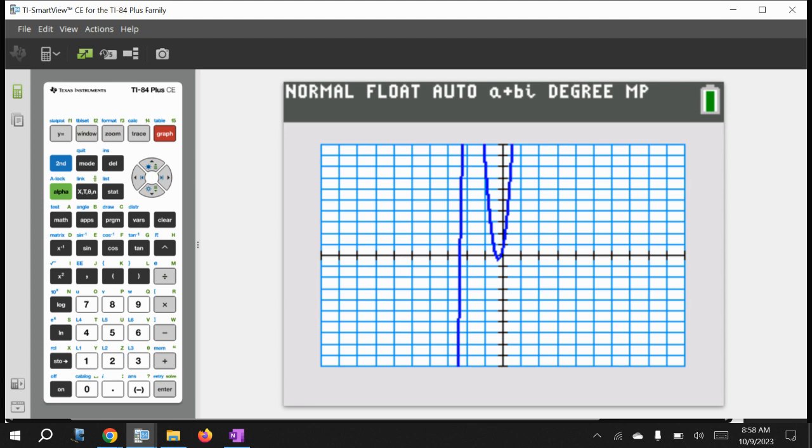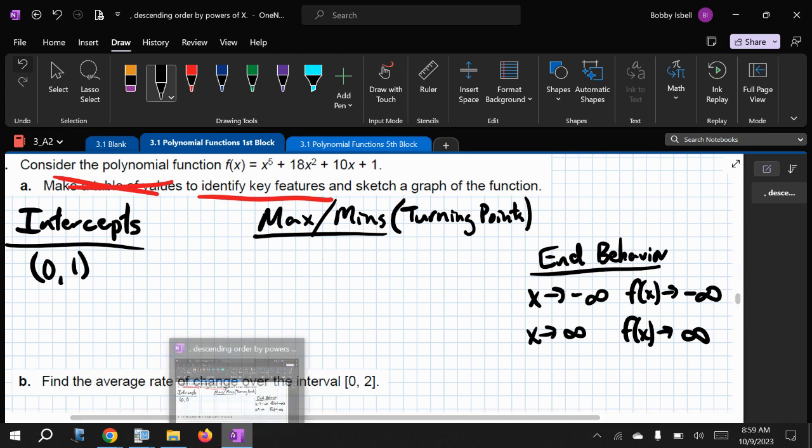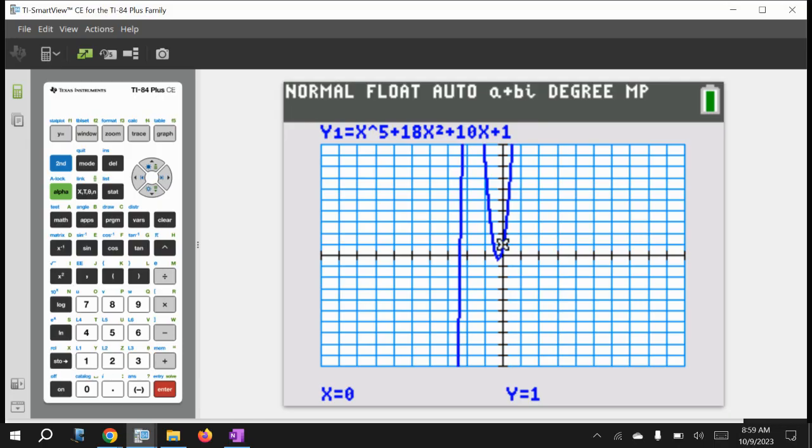So I'm going to find that y-intercept first, because all I got to do is hit trace 0. And there's my y-intercept. That's the easy one. So I'll find that first. Y-intercept would be 0, 1. Now let's find those x-intercepts. So how do we do that with the calculator?